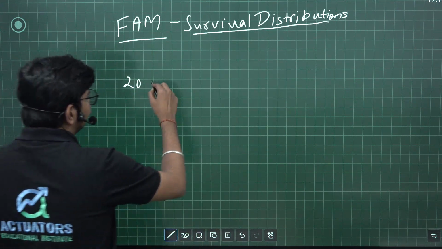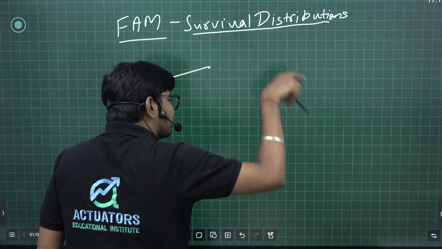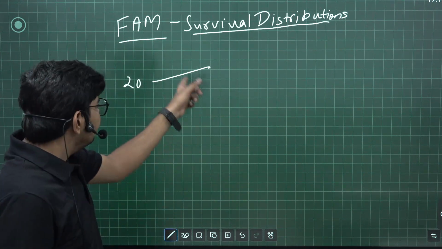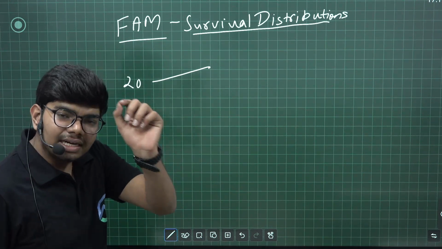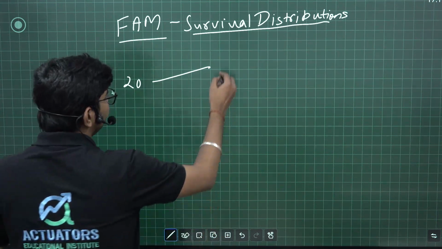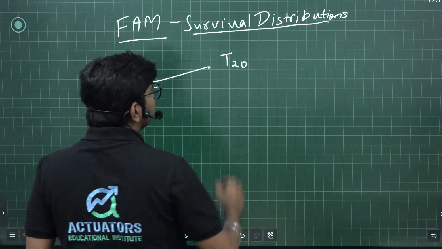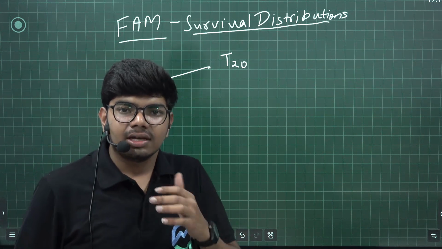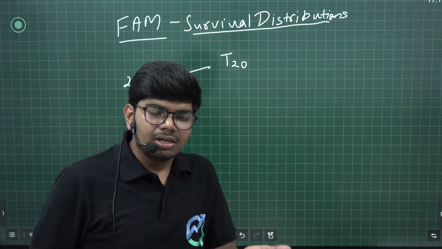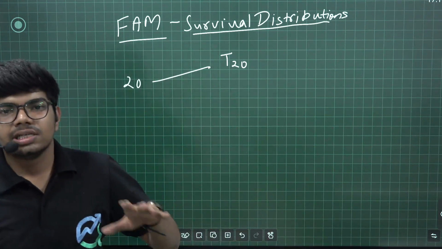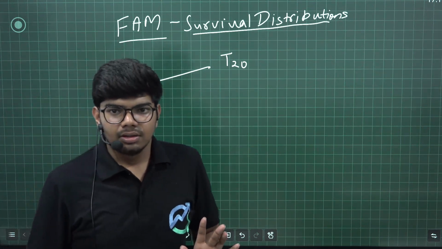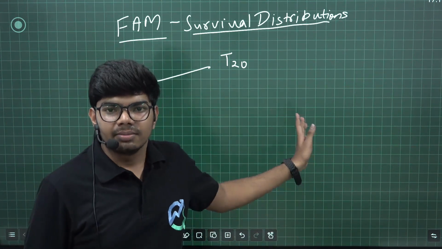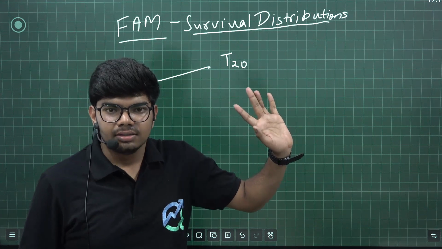Now I can be interested in the exact point when he is going to die. If he is going to die in June when he is 60, I want to know that exact time when he is going to die. So this will be T20. You have already dealt with different random variables in P and FM. Now you will apply those concepts in FAM. The complete future lifetime random variable is T20.